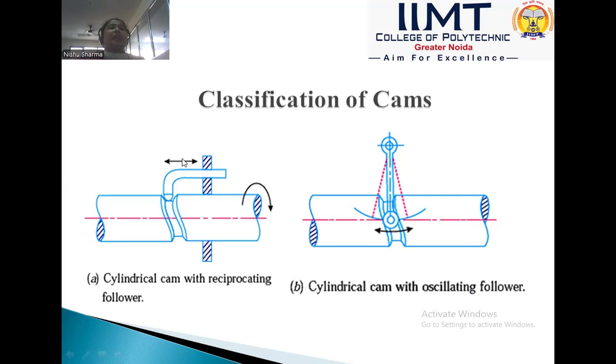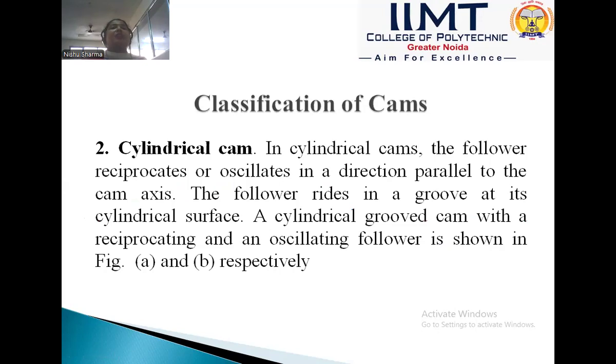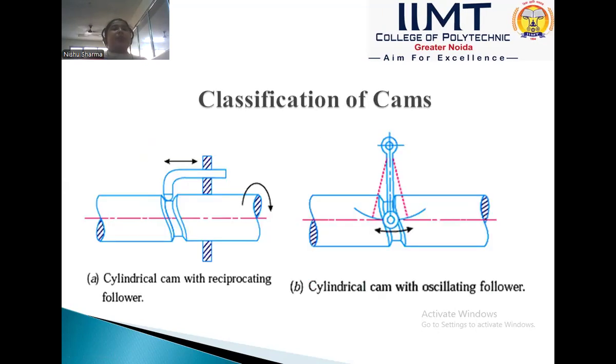So in the diagram, the axis of the arrow and the axis of the follower are along the x-axis. The red dotted line shows the axis of the cam. So in a cylindrical cam, the motion of the follower is always parallel to the axis of the cam, and a cylindrical groove with a reciprocating or oscillating follower is an example of a cylindrical cam. It is all about the classification of cams.